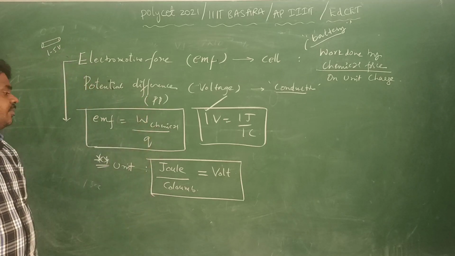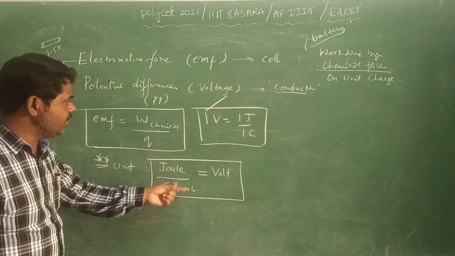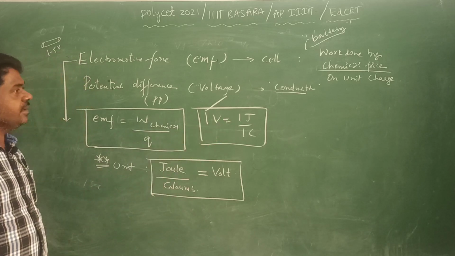Note it down: the formula for electromotive force, and the unit of electromotive force is joule per coulomb, and 1 volt is equal to 1 joule by 1 coulomb.